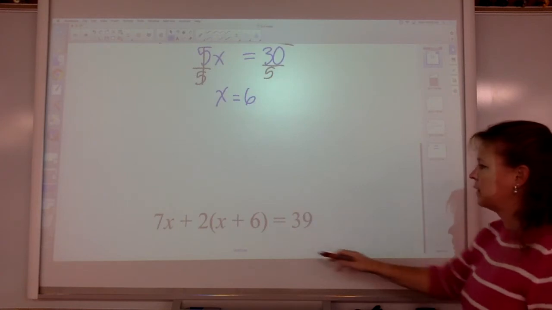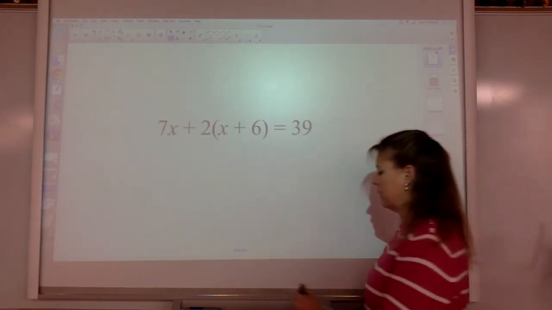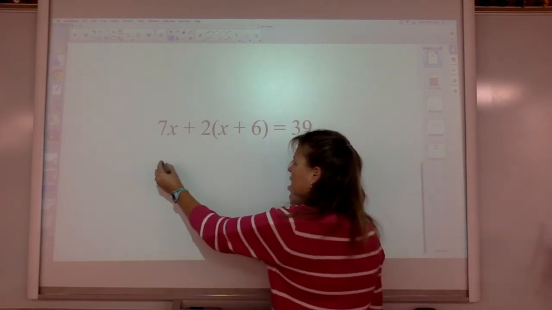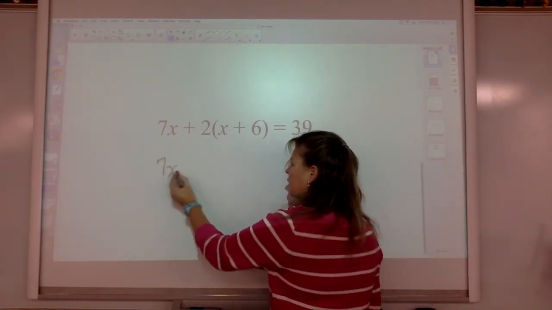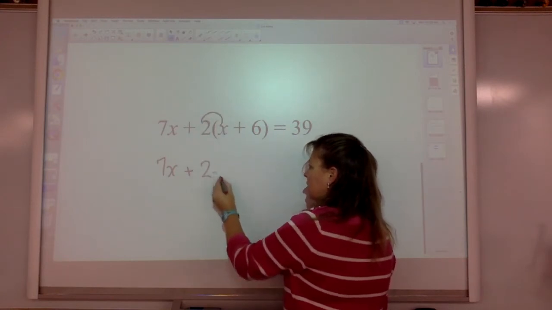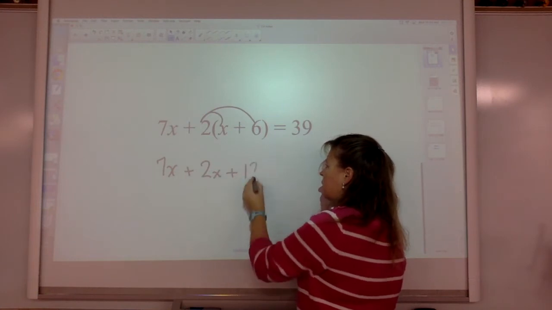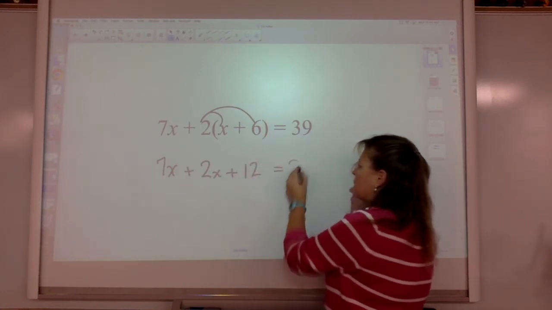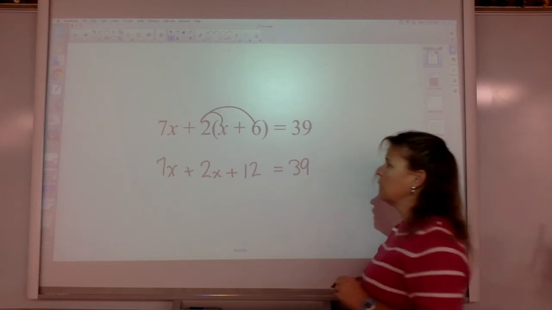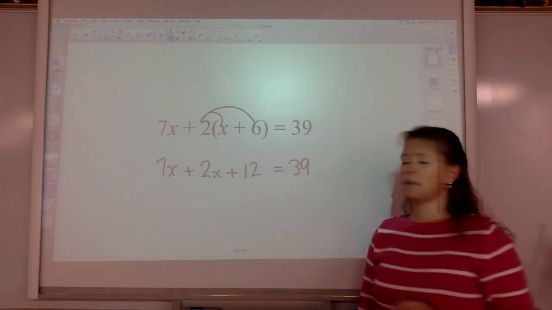So let's practice. The distributive property has to go first. We have got to get rid of those parentheses. Leave the 7x alone, exactly where it is. Plus, and now we're going to go 2 times x is 2x. 2 times 6 is 12. And it equals 39.